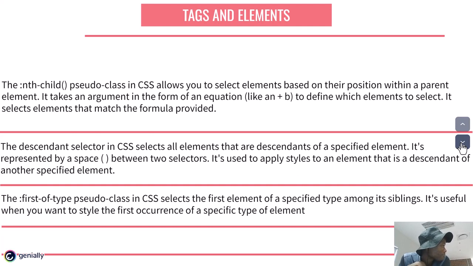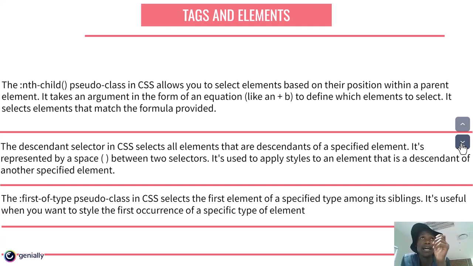So it takes an argument in the form of an equation like an plus b to define which elements to select. It selects elements that match the formula provided. So the descendant selector in CSS selects all the elements that are descendants of a specified element. It's represented by a space between two selectors. It's used to apply styles to an element that is a descendant of another specified element.